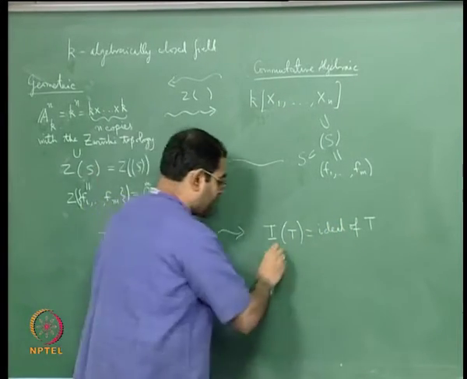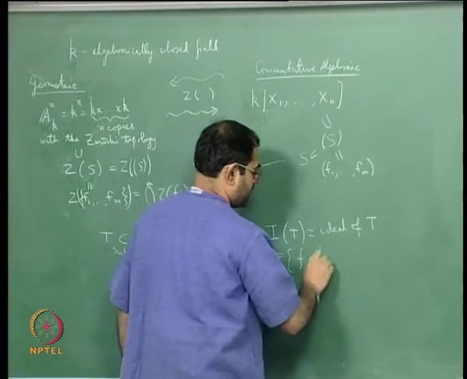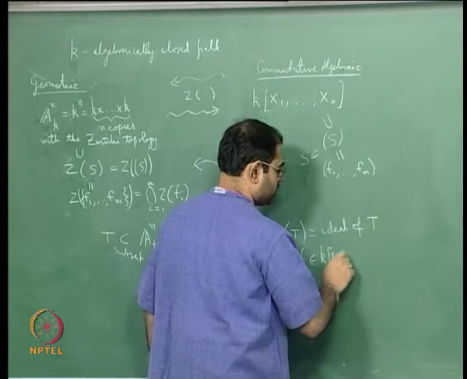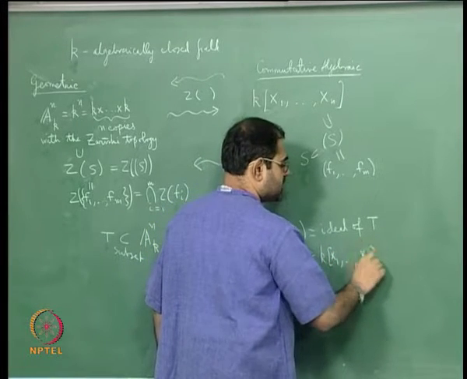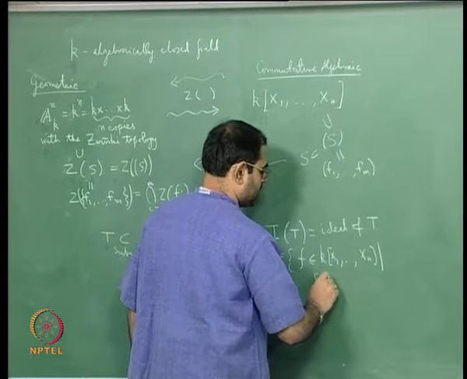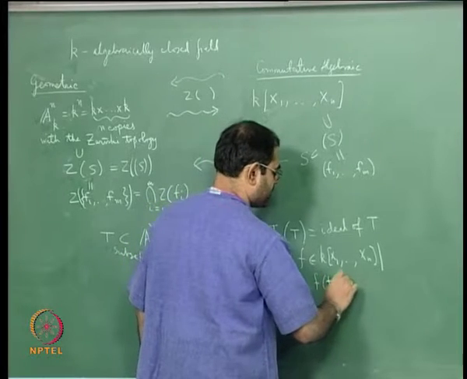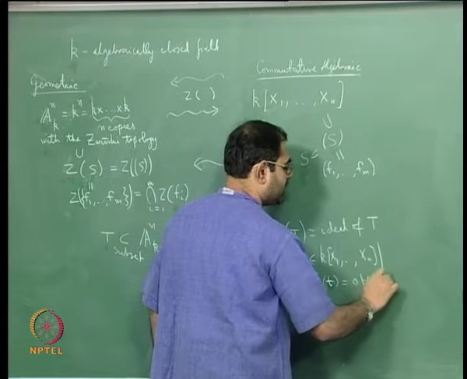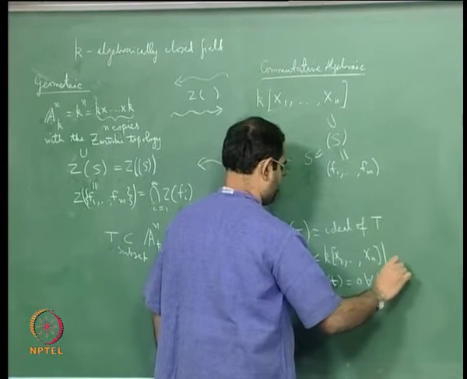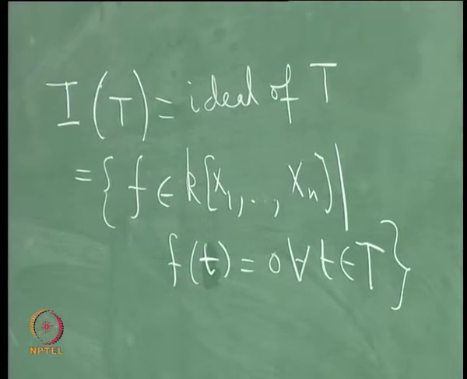And what is the ideal of T? This is the set of all polynomials in the polynomial ring such that f of t equal to 0 for every t in capital T, okay. This is called the ideal of a subset, okay.